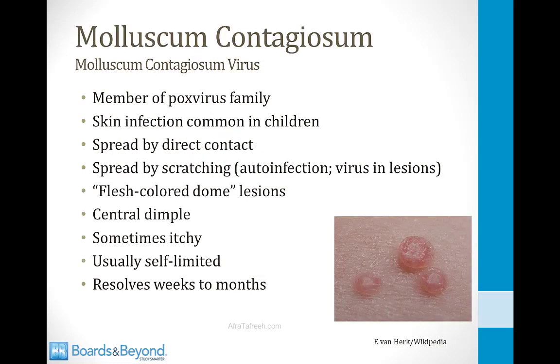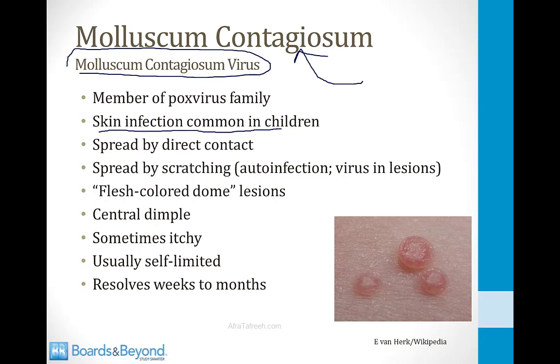And then the last member of the pox virus family we'll discuss is called the molluscum contagiosum virus. This virus obviously causes the condition molluscum contagiosum. This is a skin infection that's common in children. The virus is spread by direct contact. It's often spread by scratching, so children will scratch one of these lesions and then touch another area of their body. This is called autoinfection.